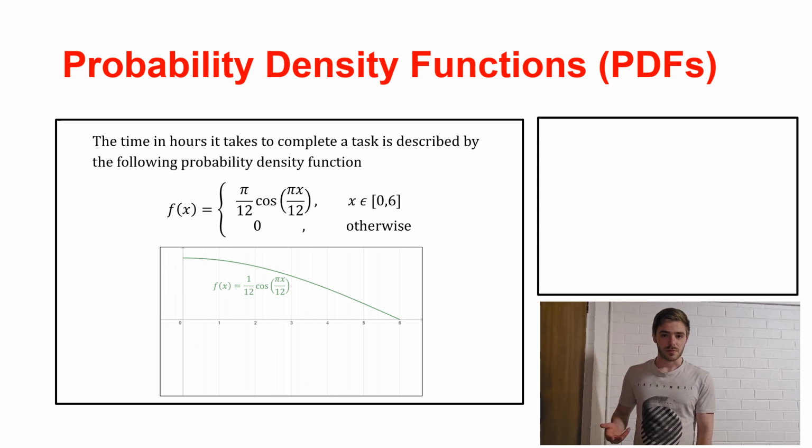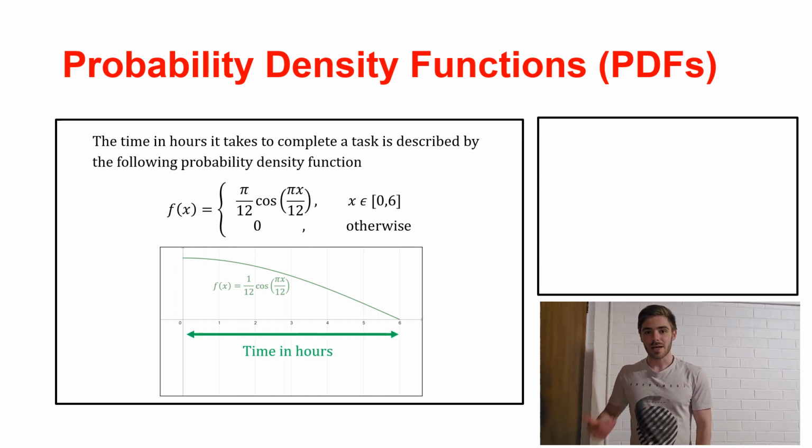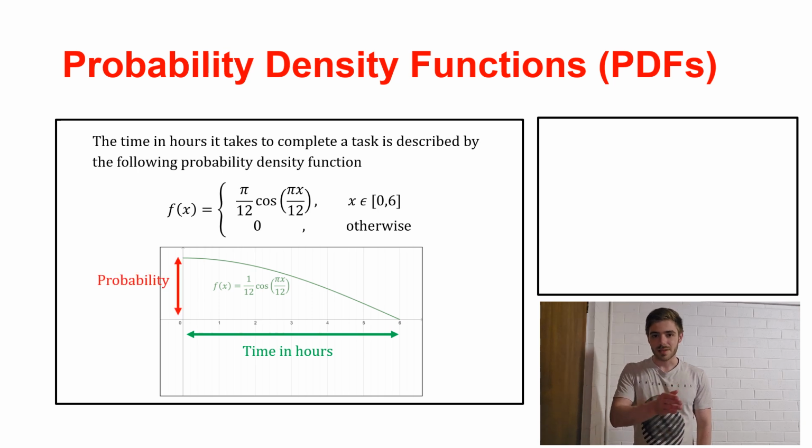The first thing to be aware of is that PDF graphs are interpreted differently to regular function graphs. In this context, the x-axis is actually the quantity that we're after, not the y-axis. The y-axis is actually covering the probability of any given event occurring. And more specifically, the area under the function is giving you the probability. In this example, we're told that the time taken to complete a task is modeled by f of x, where along the x-axis is going to be the time in hours, and the y-axis is going to be the corresponding likelihood of any given time occurring.